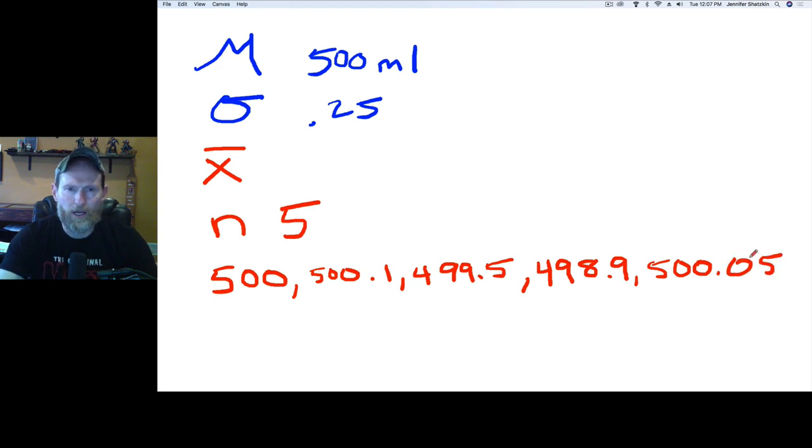So those are my sample weights. I have 5 of them, 1, 2, 3, 4, 5, because my sample size is 5. And I chose to weigh 5, and I'm going off a sample of 5. So to get that X bar, that sample average, I'm going to add these up and divide by 5.